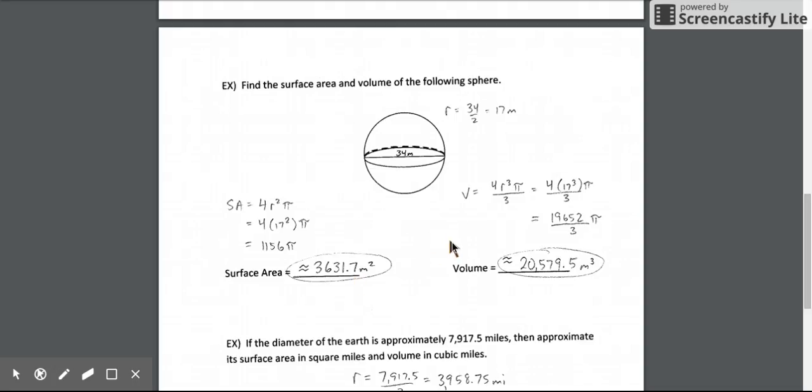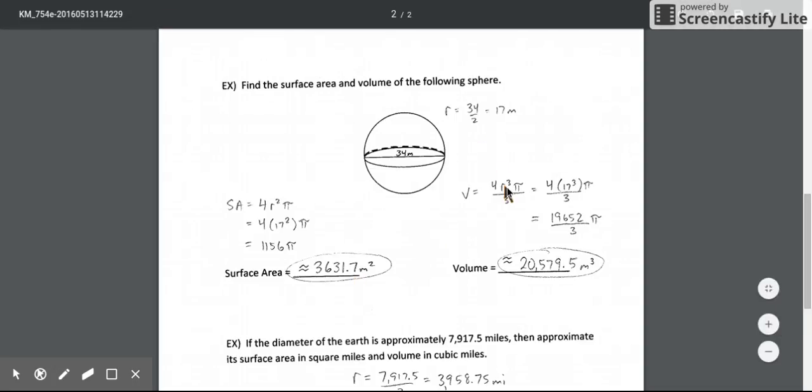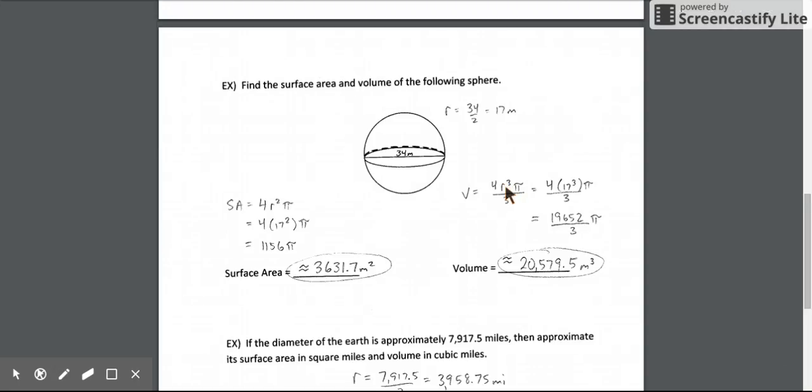To find the volume, again, we just need the radius and plug it into our formula. This time we're going to cube the radius. If you ever have trouble remembering your formulas, they're very similar. The area is going to be a squared radius and the volume is going to be a cubed radius. So that may hopefully help you. So let's cube the radius, multiply by 4, and divide by 3. 17 cubed times 4 is about 19,652. If we divide that by 3 and then multiply by our pi button, then we get approximately 20,579.5 cubic meters for our volume.